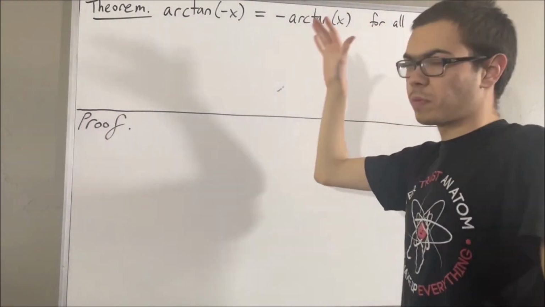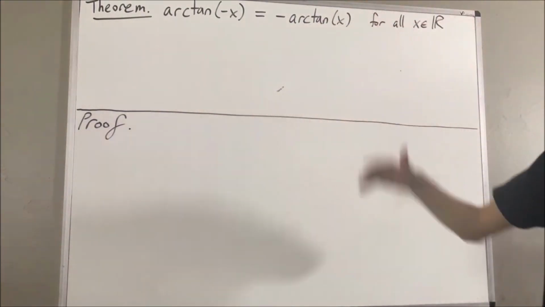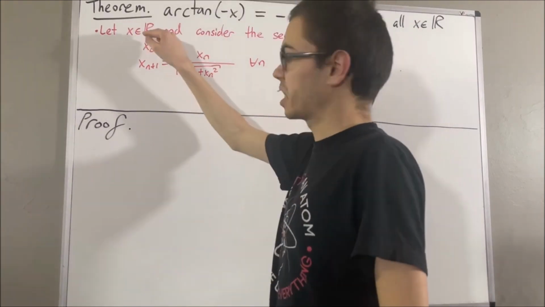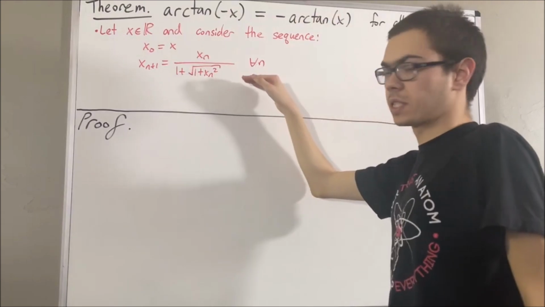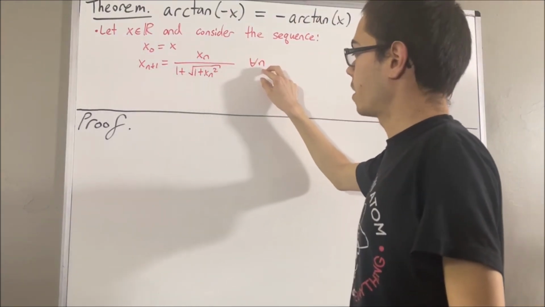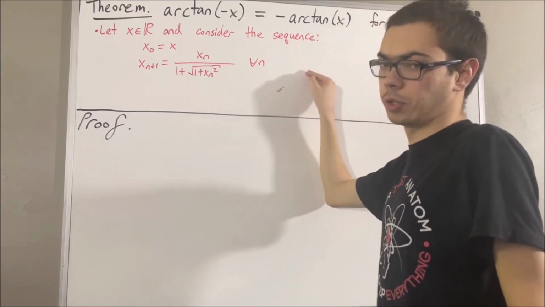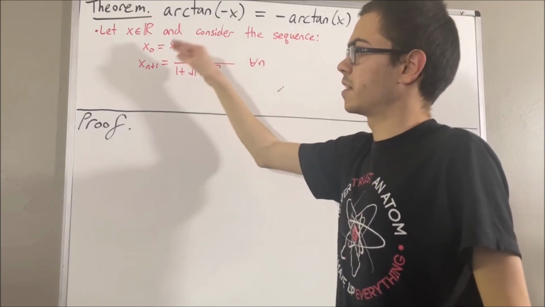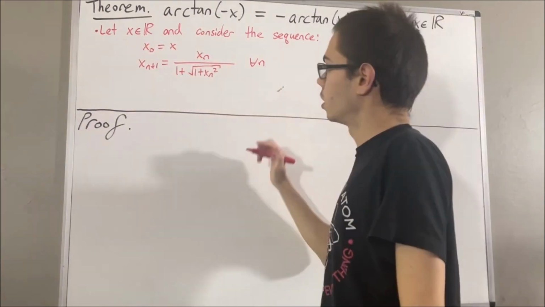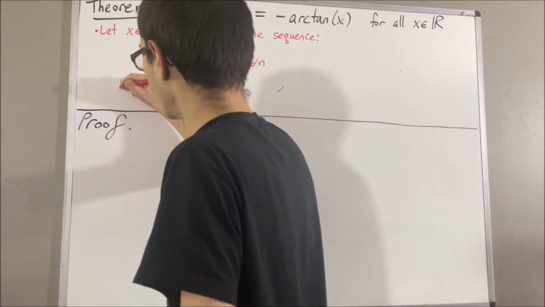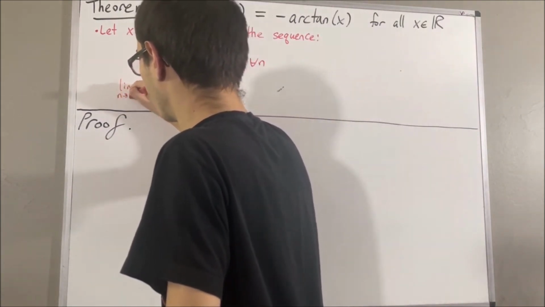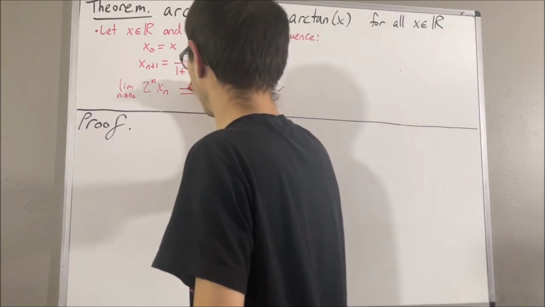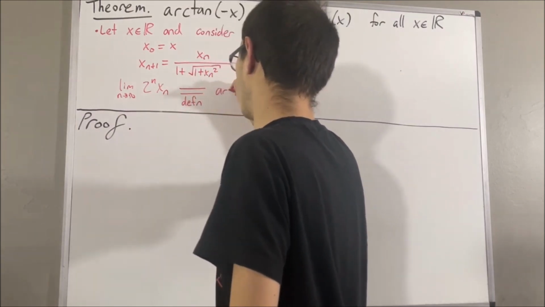Now, first of all, let's remind ourselves of our definition of the arctangent function. Let x be any real number and consider the following sequence. When I say for all n, I really mean for all integers n greater than or equal to 0. This is just shorthand for that. We can think of this sequence as the sequence generated by x. It turns out we have previously shown that the sequence 2^n x_n converges, and we defined the value it converges to be the arctangent of x.